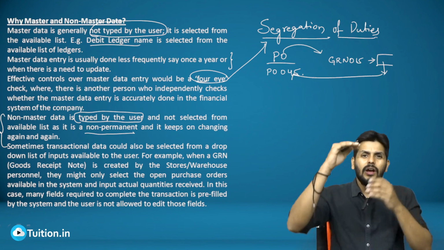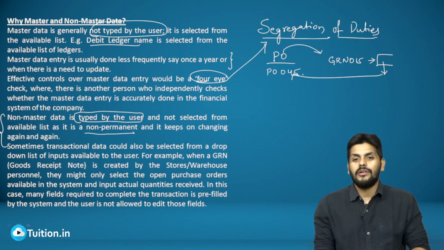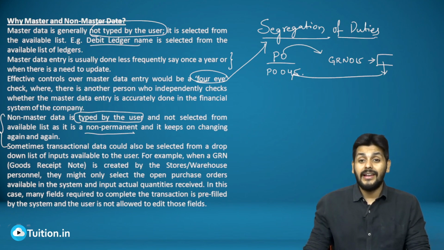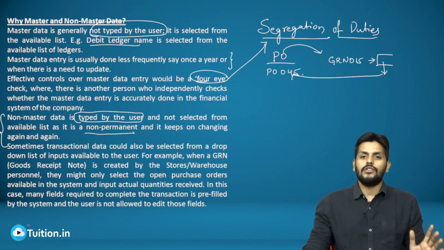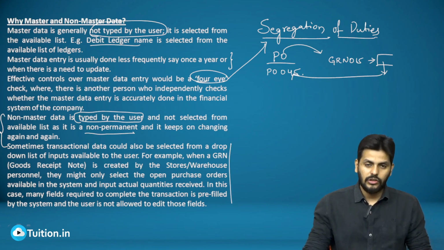In such a case, only those POs for which goods are yet to be received will come in the drop down list, and you can select one out of that. That is what is called data being selected from one of the drop downs. It is very rare for non-master data to be selected, but still it can be selected. Master data is generally always selected from drop downs. So that was the example given there.